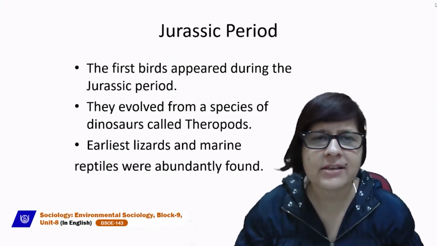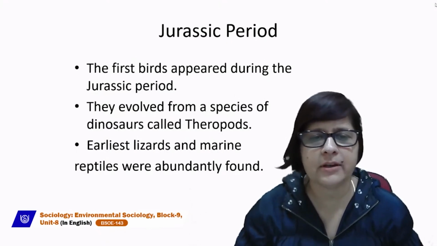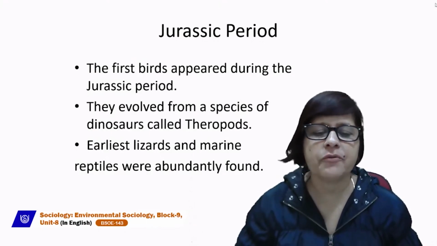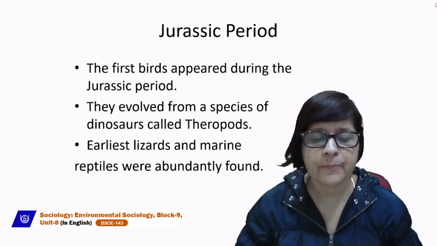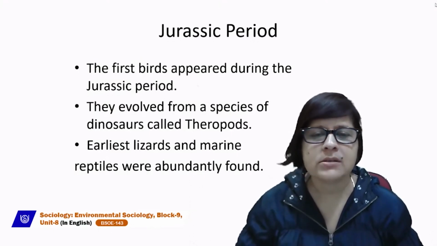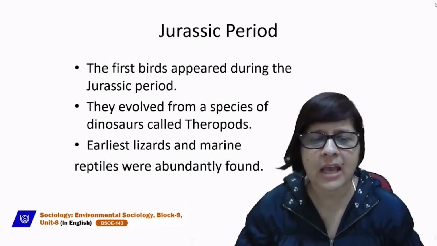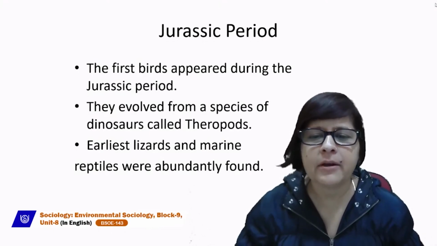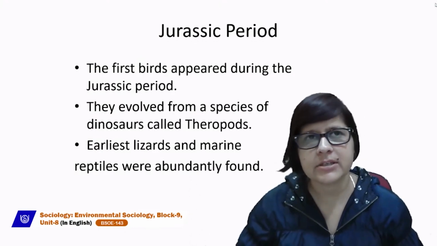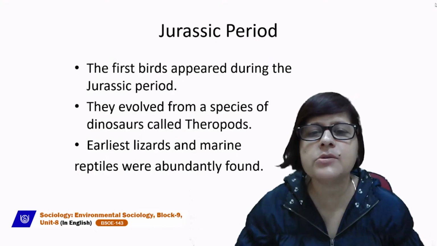Then comes the Jurassic period. The first bird appeared during the Jurassic period, and it evolved from the species of dinosaurs called theropods. Earliest lizards and the marine reptiles were abundantly found during the Jurassic period.